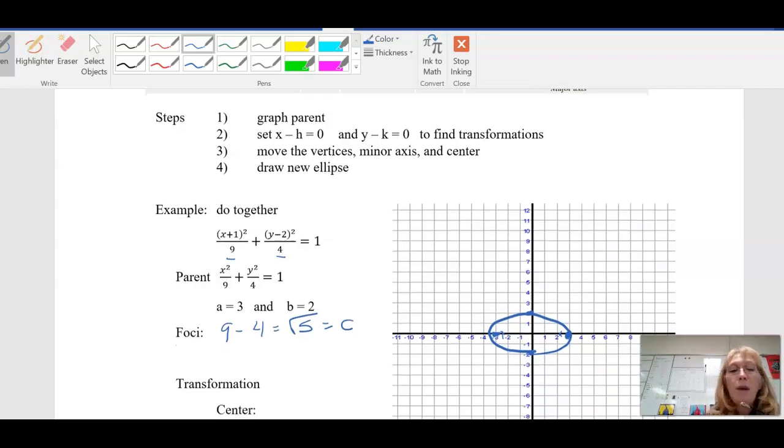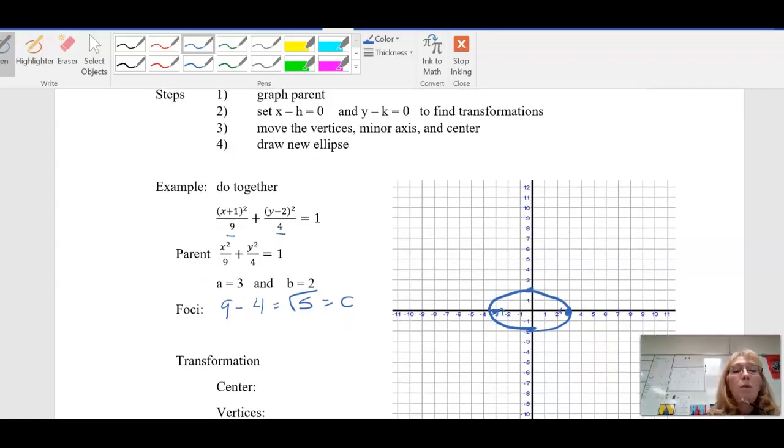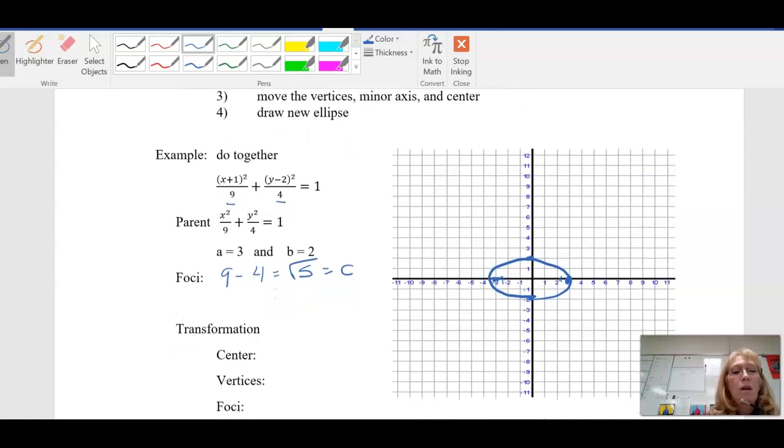Now your transformation says I'm going to move it right here, left 1. So I'm going to move my center. You're looking at your x plus 1, so we set x plus 1 equal to 0. So x is going to equal negative 1. So my center is going to go at negative 1. And the same with the y, so y equals 2: negative 1, 2. So I have to move my center from here to negative 1, 2. So it's going to go up here.